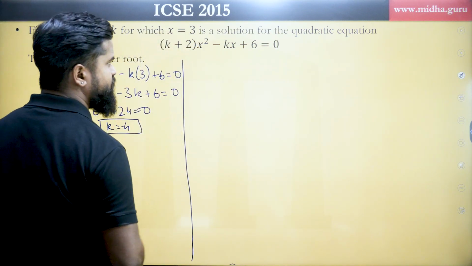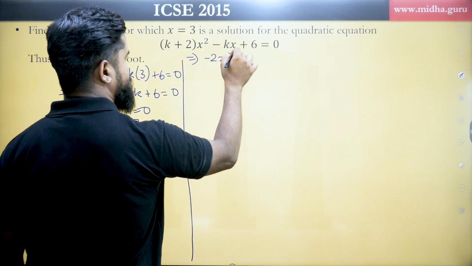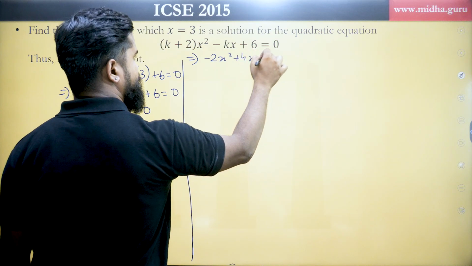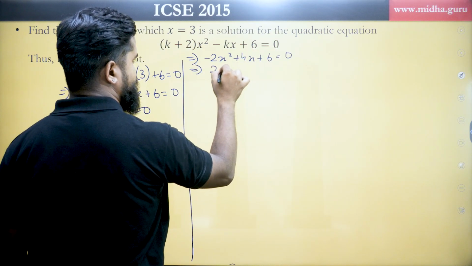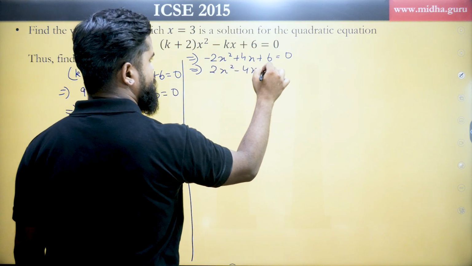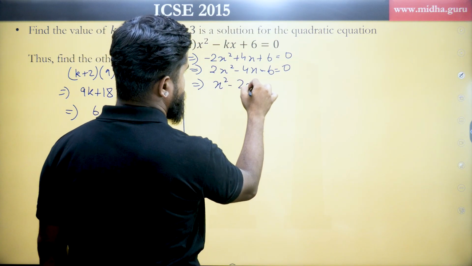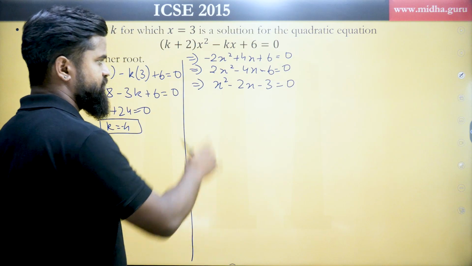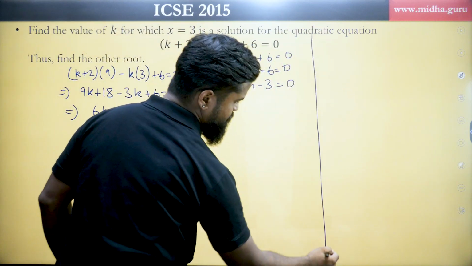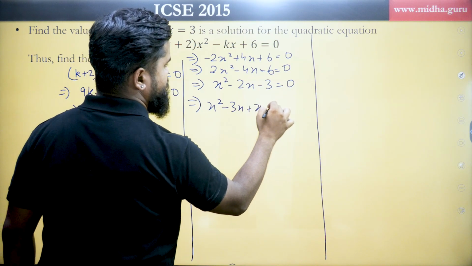So substitute minus 4 into this equation. We will get minus 4 plus 2, which is minus 2x squared. Minus 4 becomes plus 4x plus 6 is equal to 0. Again multiplying by minus 1, we get 2x squared minus 4x minus 6 is equal to 0, and dividing by 2, we get x squared minus 2x minus 3 is equal to 0. So this is the quadratic equation we need to solve. So I'll split it into 3x plus x.